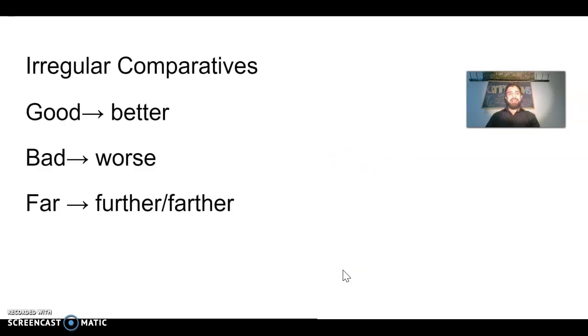More beautiful, and we always have than when we use a comparative adjective, a sentence with comparative adjectives. Okay, let's take a look at the next slide. Before we finish, there are some irregular comparatives. Good becomes better, bad becomes worse, and far becomes further if you're talking about physical distance, and farther if you're talking about emotions. Okay.